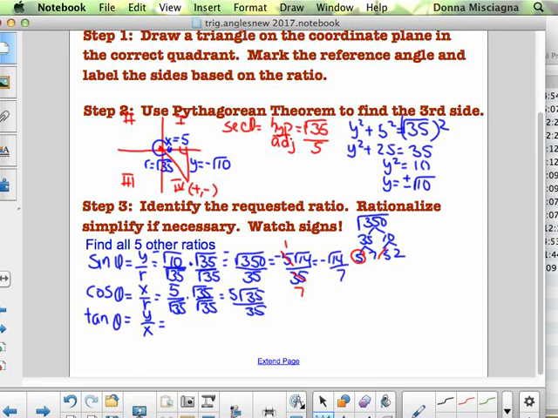All right, and then tangent would be y over x. So that's going to be negative square root of 10 over 5, and that's that. So that one was easy.